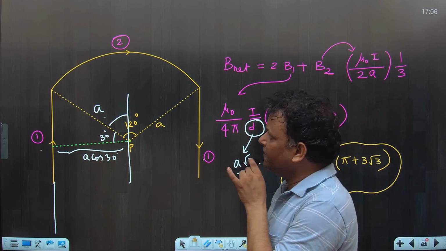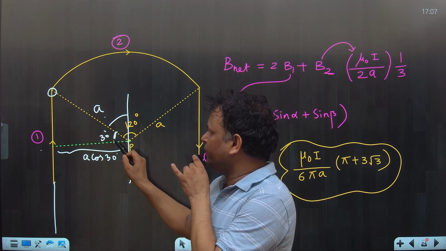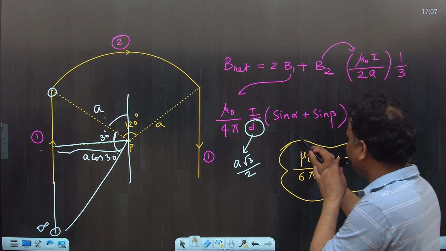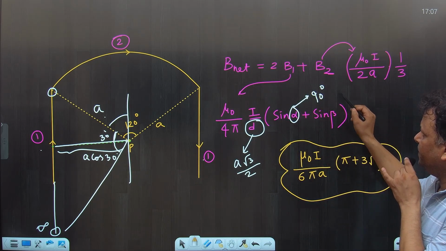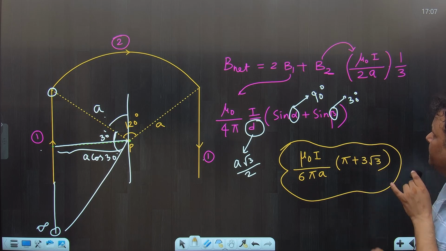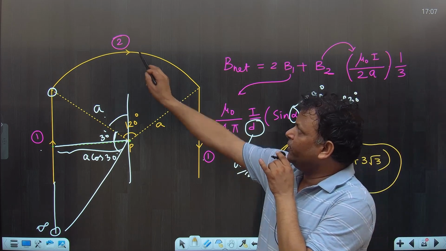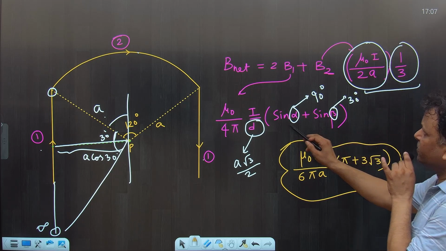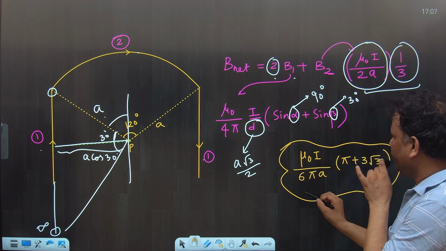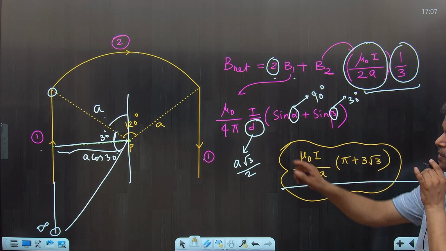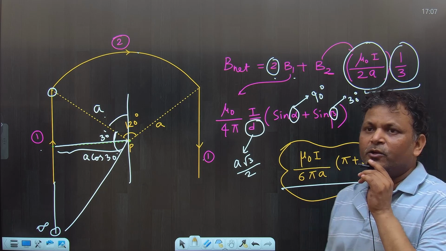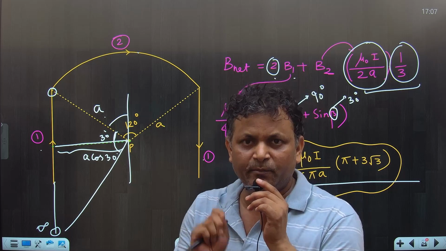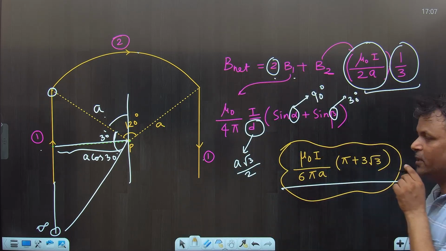Now what are alpha and beta? This end is making angle 30 degree with the perpendicular, and this end is at infinite. It is making 90 degree with the perpendicular. So alpha will be 90 degree and beta will be 30 degree. Okay. And what about B2? B2 is 1/3 of the circle. Right. You just don't forget to double this B1. Now you will get this answer. So magnetic field at point P is this much. Again I am saying, you pause the video, draw the diagram by yourself, write down the formula, keep the values, and check whether your answer is correct or not.